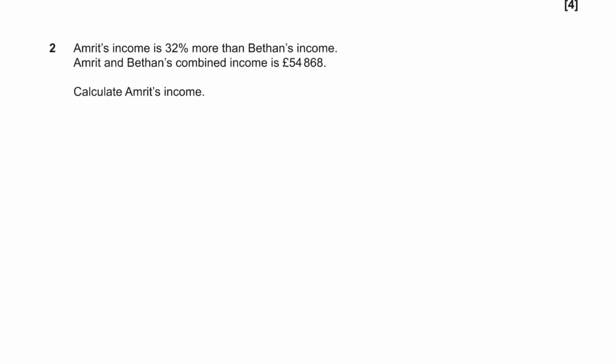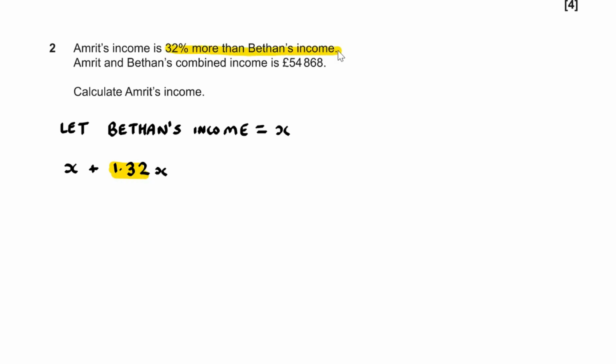Question number 2. Amrit's income is 32% more than Bethan's income. Amrit and Bethan's combined income is 54,868. We have to calculate Amrit's income. First of all, we will let Bethan's income equal x, and if we do that, their total income will be x plus 1.32x. So here will be Amrit's income, which is 32% more than Bethan's income.